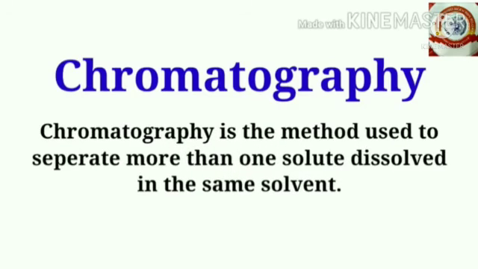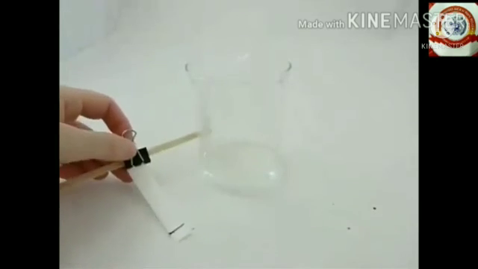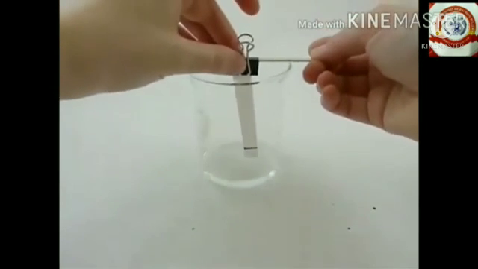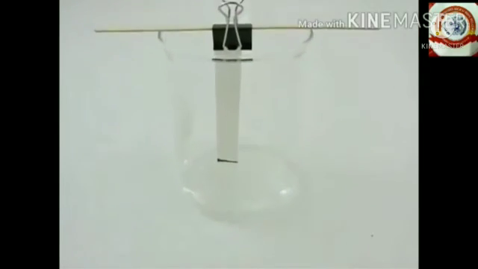The next method of separation is chromatography. Chromatography is the method used to separate more than one solute dissolved in the same solvent. Put a black spot using a sketch pen on one end of a filter paper. Keep this dipped in the water in a beaker. You can see different colors appear in the filter paper.